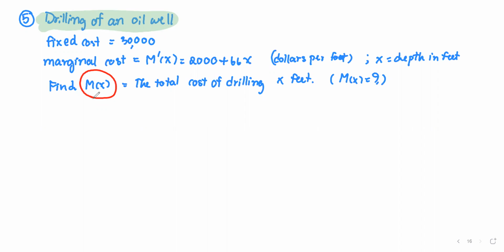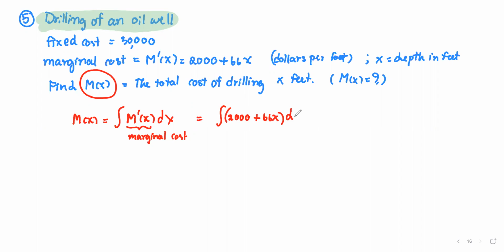Okay. Now, from what we have, the marginal cost is the derivative of the cost. So we're going to do the antiderivative of the derivative to get the cost back. So M(x) is the antiderivative of the derivative, which is the antiderivative of the marginal cost, which means the antiderivative of 2000 + 66x with respect to x.